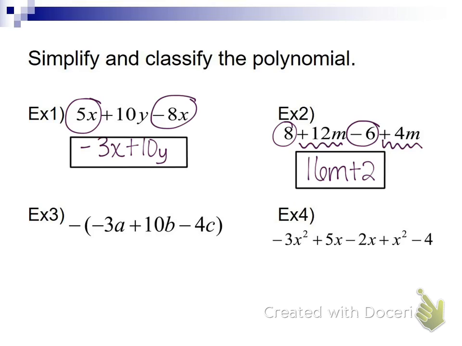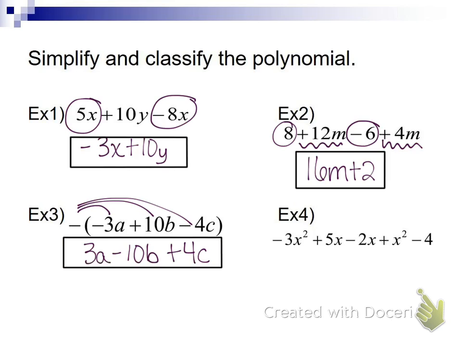All right, on number 3, what can we do to simplify this? Distribute the negative. Will any of the terms be able to combine? No, because they all have different variables. So distributing a negative means that all of our signs will change. 3a becomes positive. 10b is negative. 4c is positive. That's very similar to that warm-up problem we did.